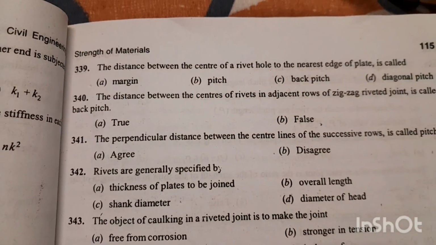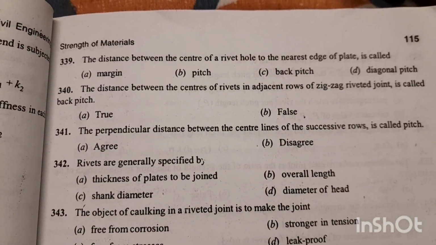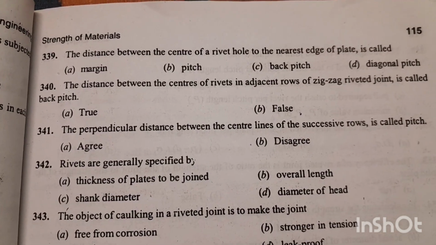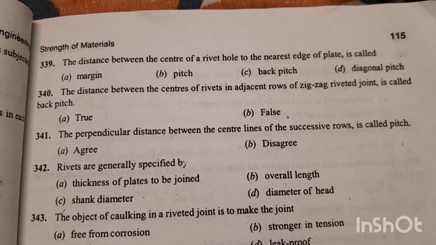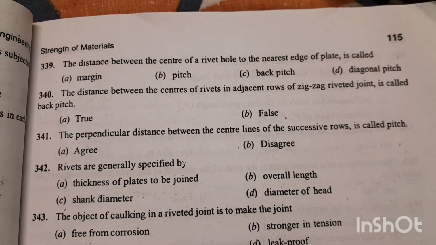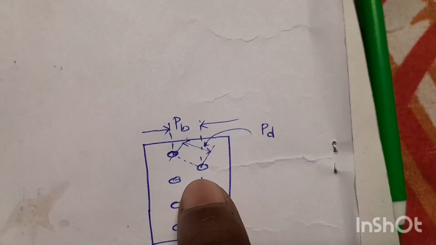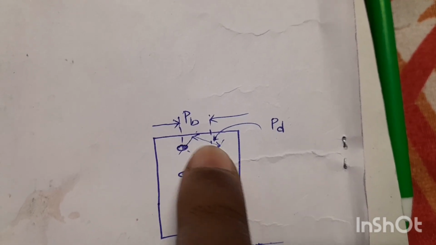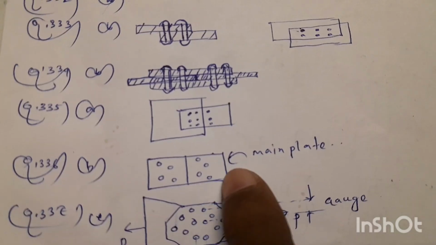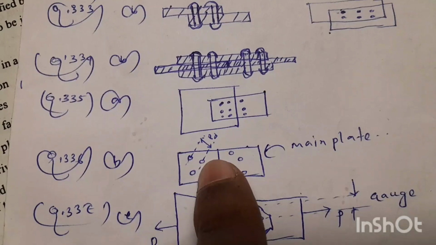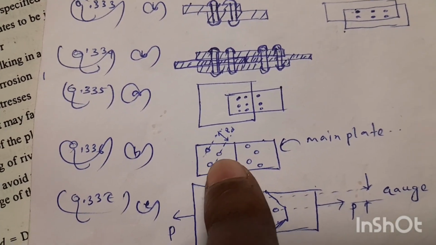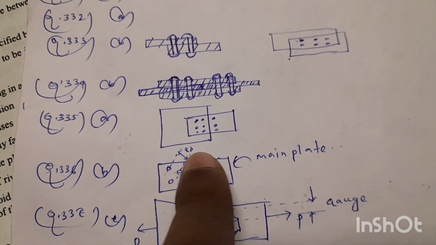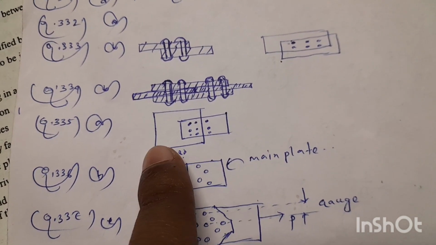Next question 340. The distance between the center of the rivets in adjacent rows of a zigzag riveted joint is called back pitch. Option B is the right answer, false. This is called diagonal pitch. For this connection, this diagonal distance is called diagonal pitch. This is a zigzag riveted joint. In this joint, the center to center distance between two rivet holes is called diagonal pitch.